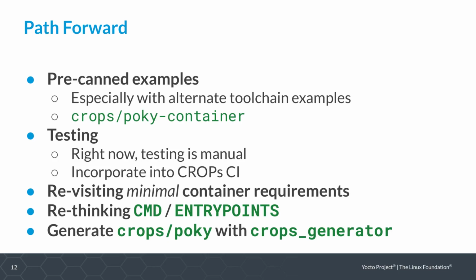Testing's all manual right now, so we need to get that into, currently everything's GitHub Actions, because all the crops stuff is on GitHub. We need to revisit what the minimal container requirements are, because honestly what we have in there is from 2015, right? Plus a few things have been added, not that much has been taken away. There's some assumptions about needing to test public VNC and things like that.